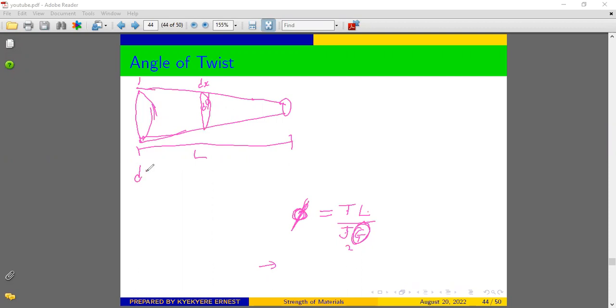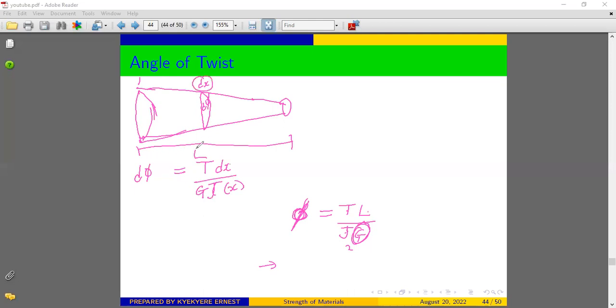So I can say that delta phi will be equal to T, because the length I'm considering is just a small section, so we can call it dX, over G times JO. The JO will also be varying across this length, so it will be a function of X. So JO of X. So that is just for a small section.